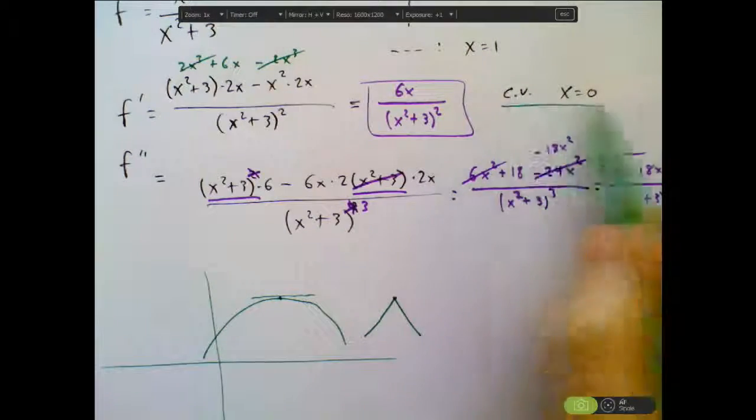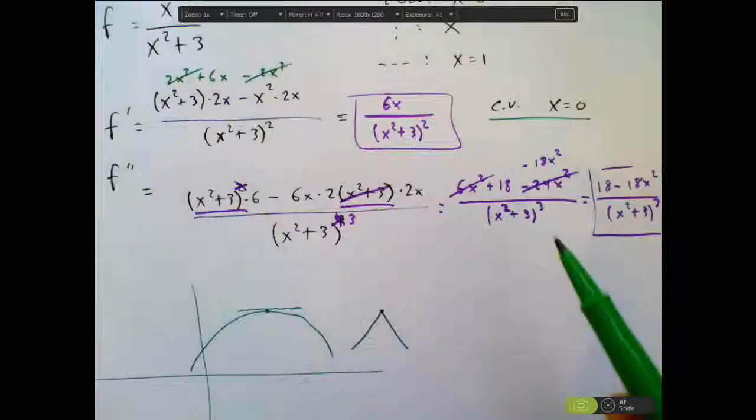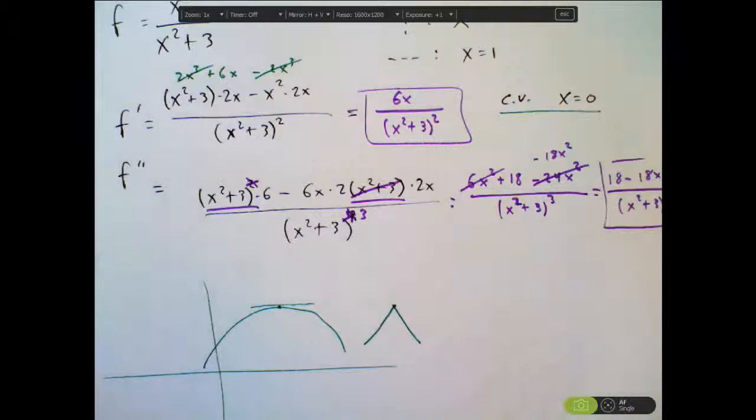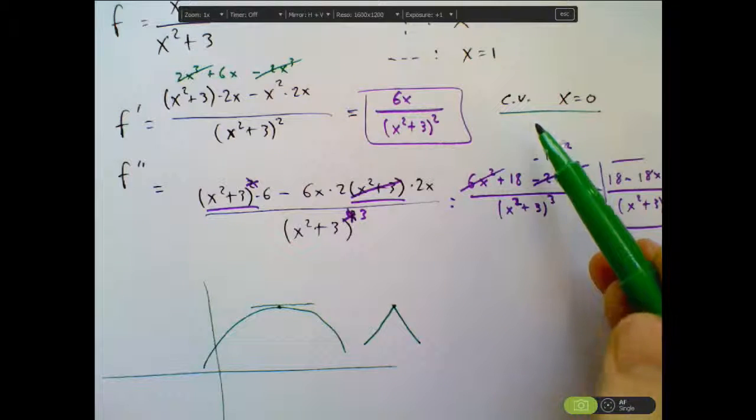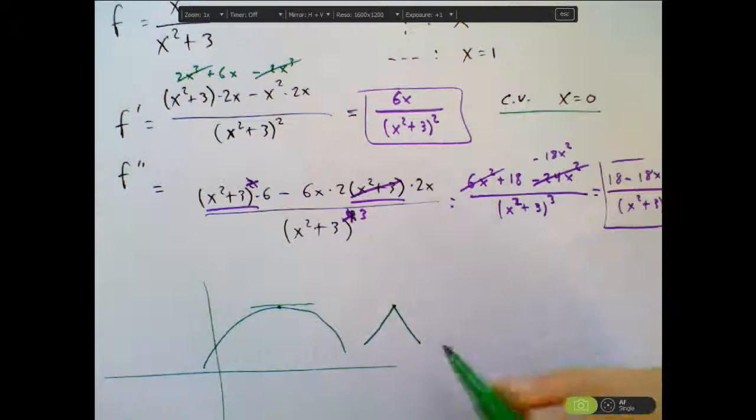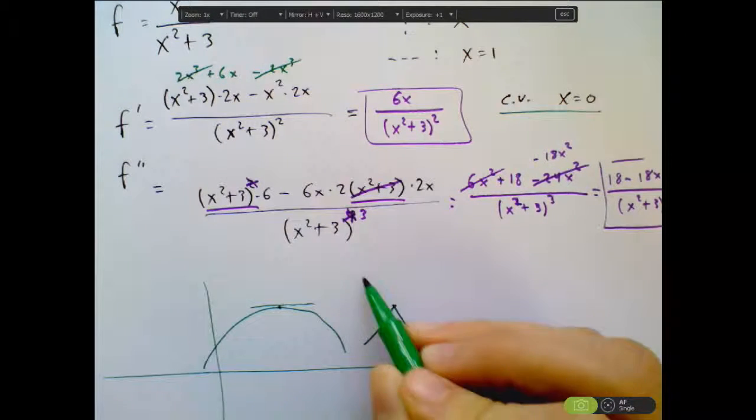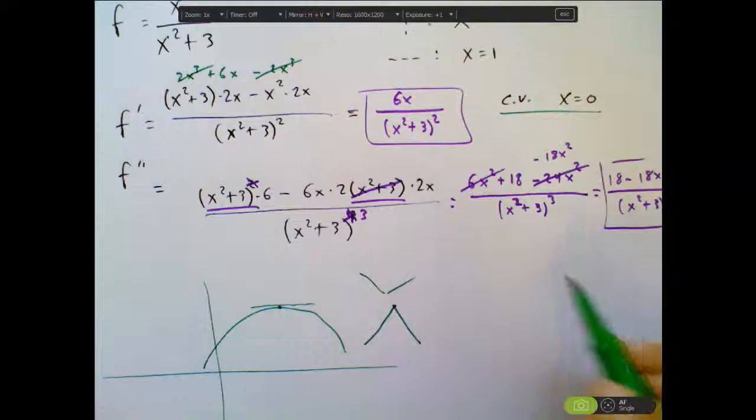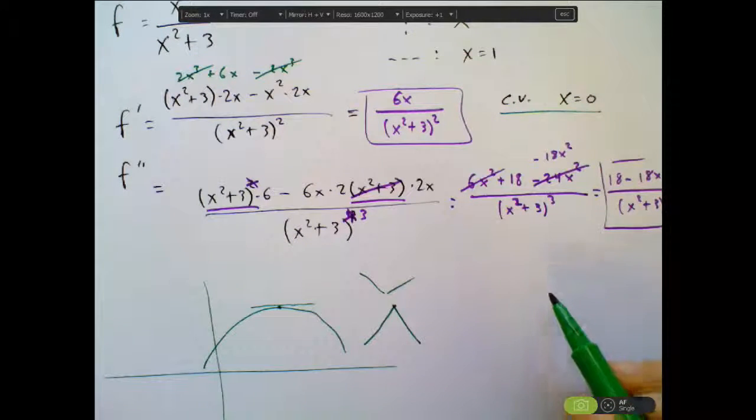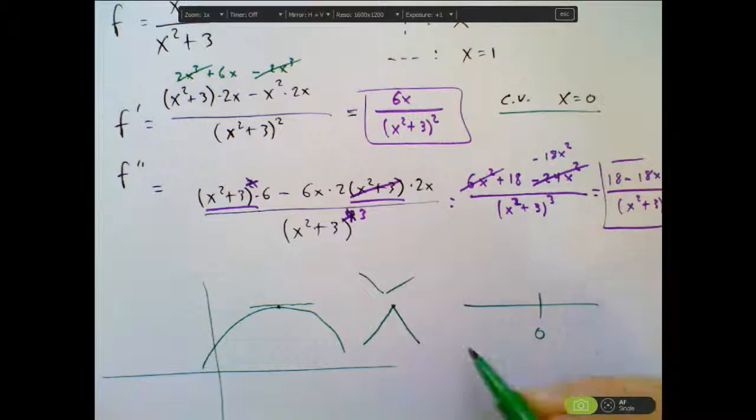We decided that the only critical value of f prime was at x equals 0. So in order to test what type of extreme value this is, if it's a maximum or a minimum, we need to look: is the curve going from increasing to decreasing, or is it going from decreasing to increasing? So I've got to test on either side of 0. So here's 0.